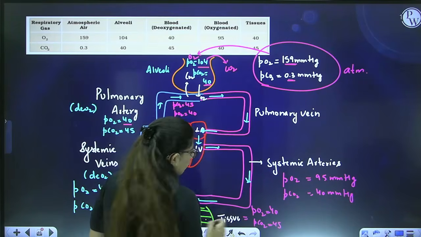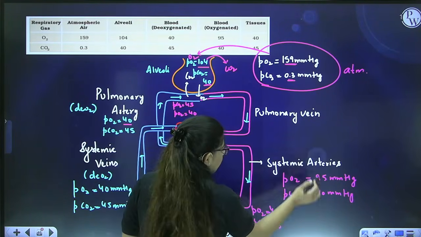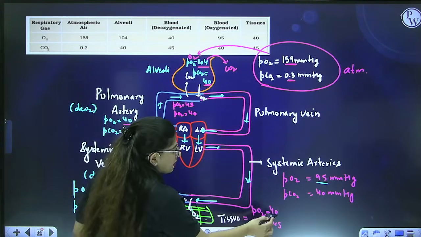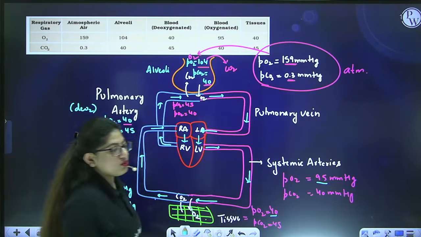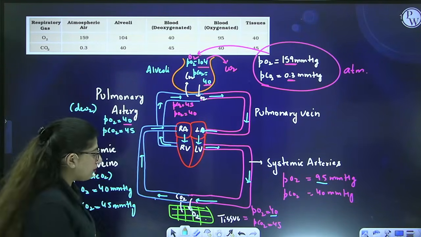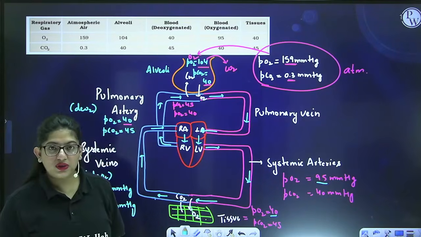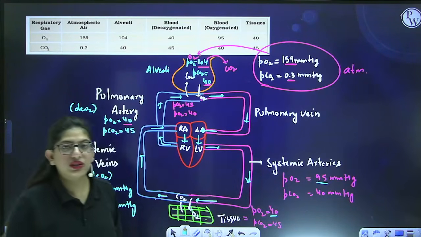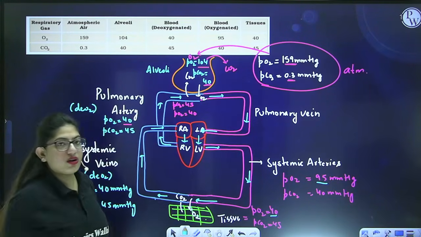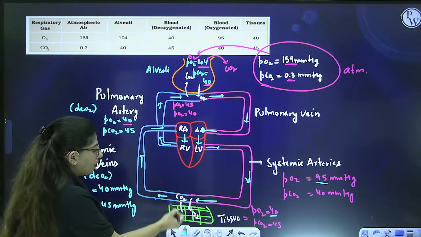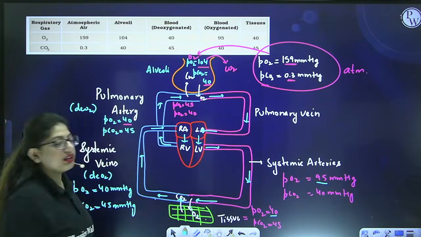Let's compare now. Here you can see, guys, that this is 95 and this is 40. High pressure, low pressure. What do you think? Where will the oxygen move? It will move inside the tissues. Now here CO2 is 45 and here CO2 is 40. Now where will the CO2 move? CO2 will move here, inside the blood.